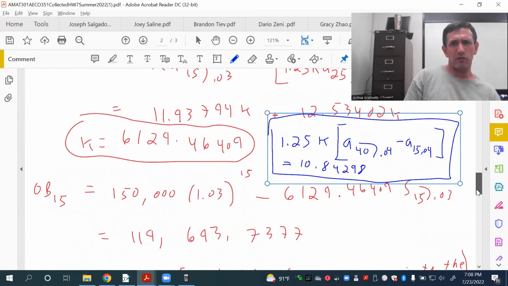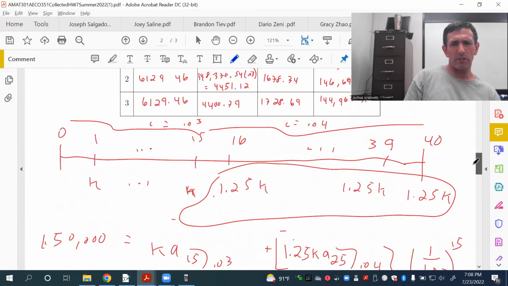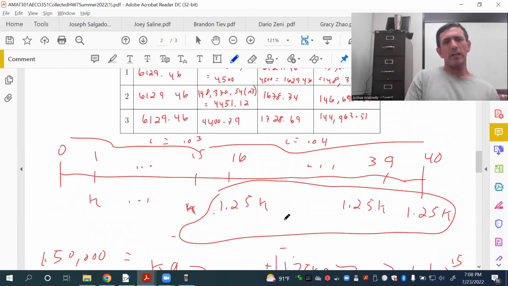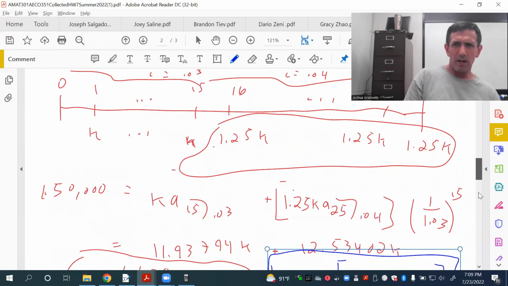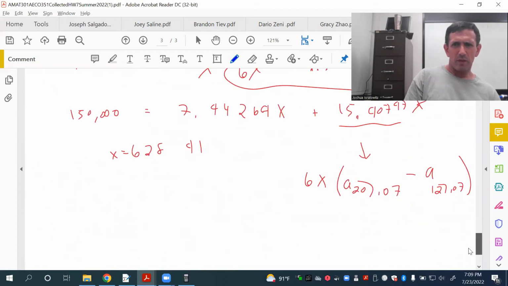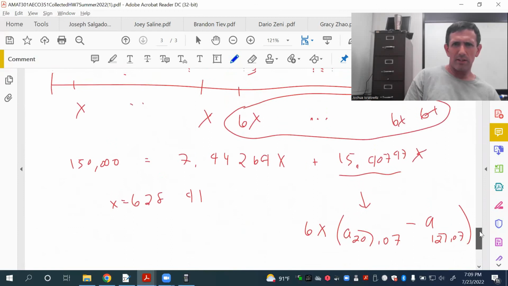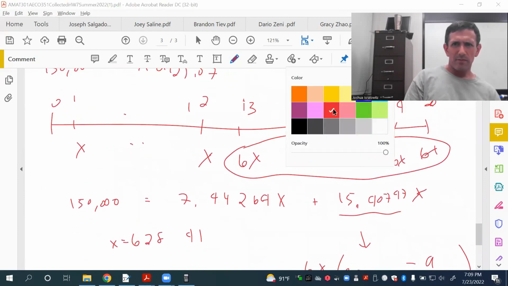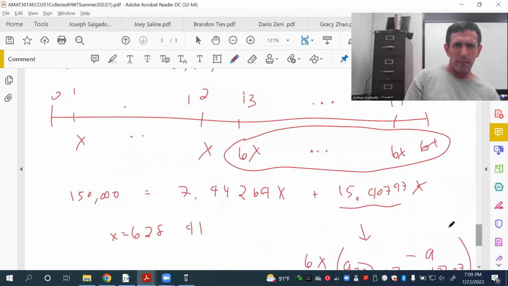So again, I don't like this formula. I think it's important to understand the idea of breaking loans and annuities up into multiple annuities when you have an interest rate change or a payment change. But that's just me. And as you've figured out by now in this course, if you don't understand things, you're probably going to do really poorly.